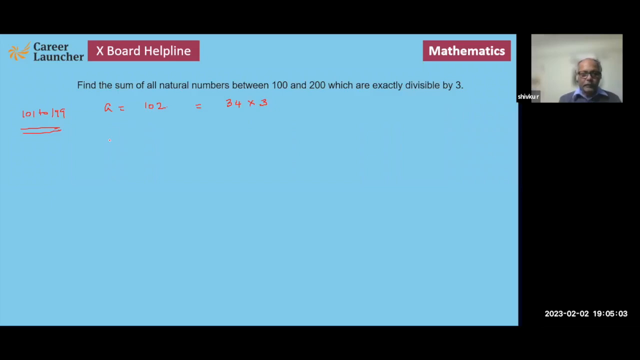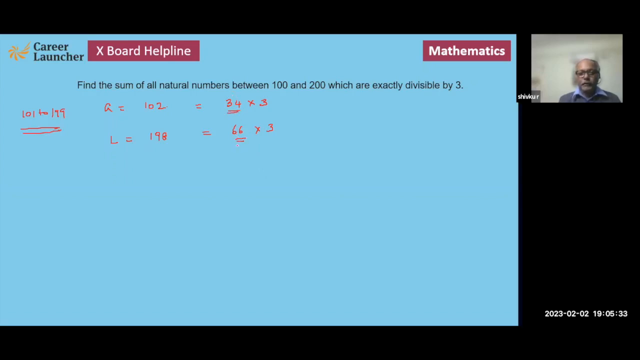Then the last number, right? Last number would be what? The last number, the number that is just short of 200 but divisible by 3, is going to be 198. So 198 is nothing but 66 into 3. So the first number starts from 34 into 3 and the last number ends in 66 into 3.